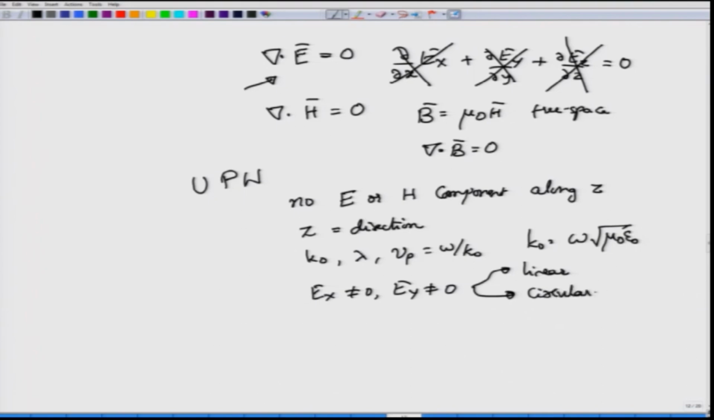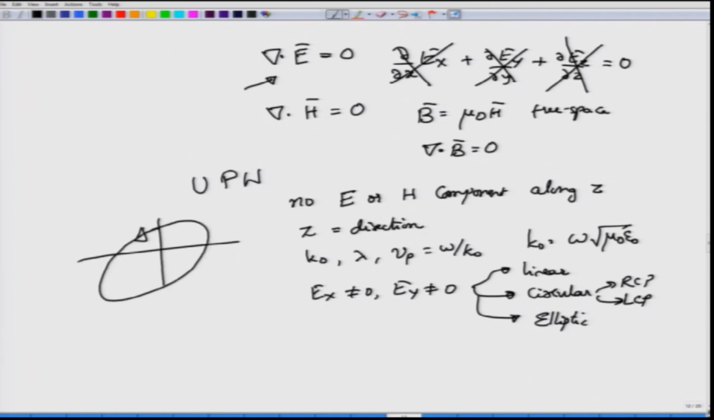In circular you can have RCP and then you can have LCP, standing for right hand circularly polarized and left hand circularly polarized wave. The other polarization that we did not discuss is elliptic polarization. In elliptic polarization what happens is that the field vectors rotate in the form of an ellipse. Okay. They have a certain minor axis and then they have a certain major axis.